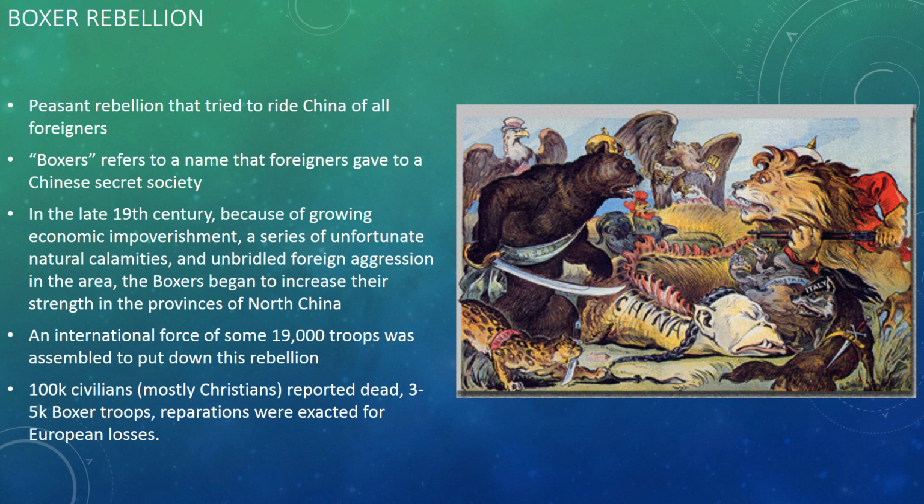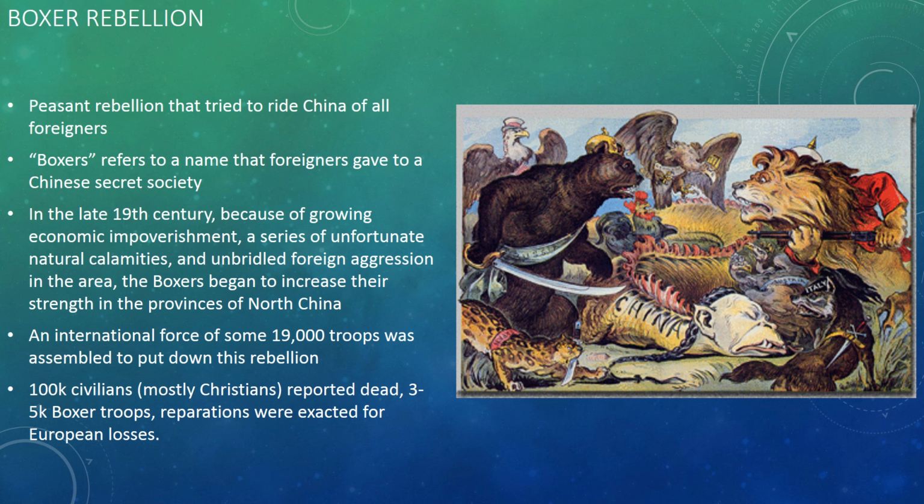the name that was given to some kind of clandestine Chinese secret society that kind of organized this rebellion, and it happened in the late 19th century due to a lot of different causes there. I wrote some of them for you. Economic impoverishment, unfortunate national calamity, unbridled foreign aggression, and therefore, once again, the Boxers and their supporters are starting to push into different regions and provinces in China.